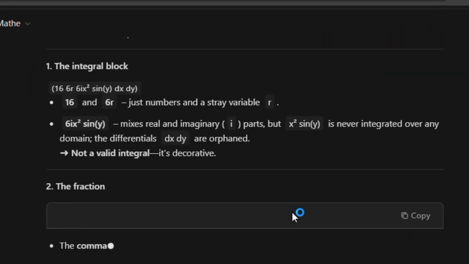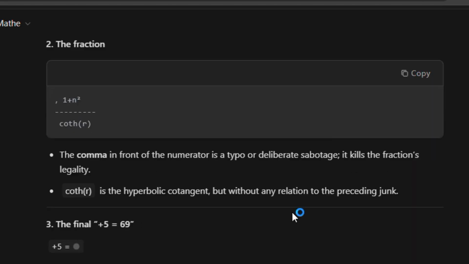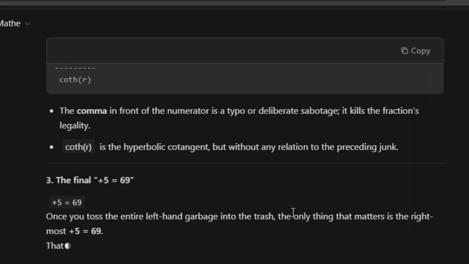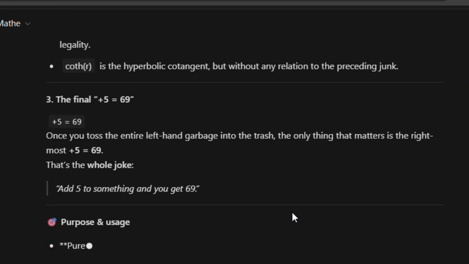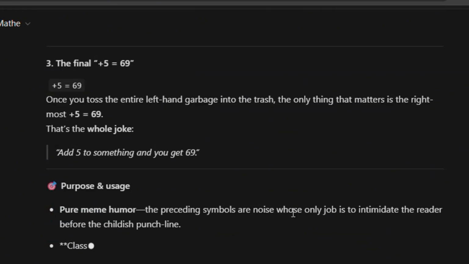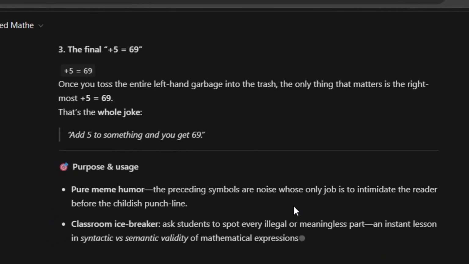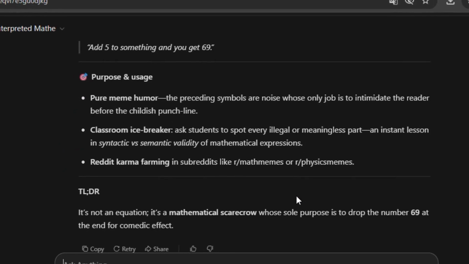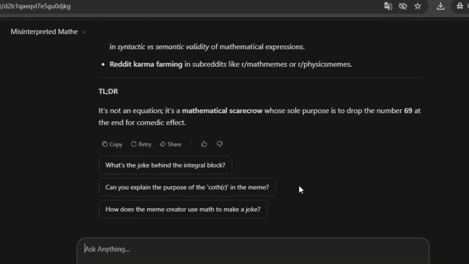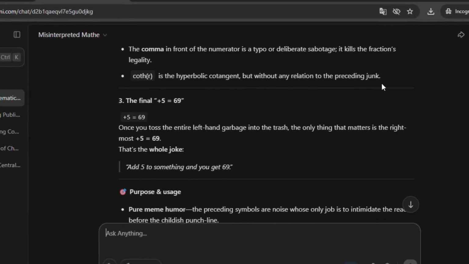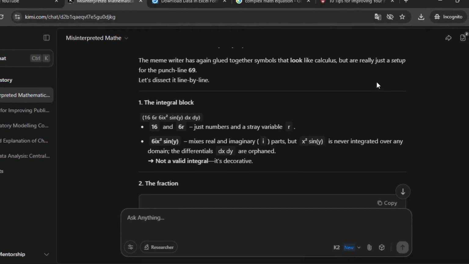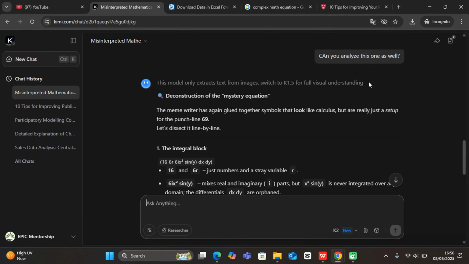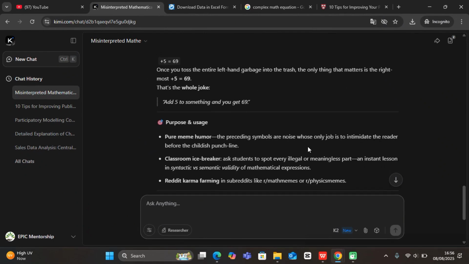Okay, so it is explaining part by part, the fraction part, the comma part, the final plus 5 equals 69 part, as well as now the purpose and usage of this particular equation. Also, I picked it from online, and take a look at how it just quickly dissects everything and gives us some analysis of what it thinks about the equation. Okay, integral block and so on. So this basically explains how to use Kimi AI to analyze complex mathematical equations of your choice.